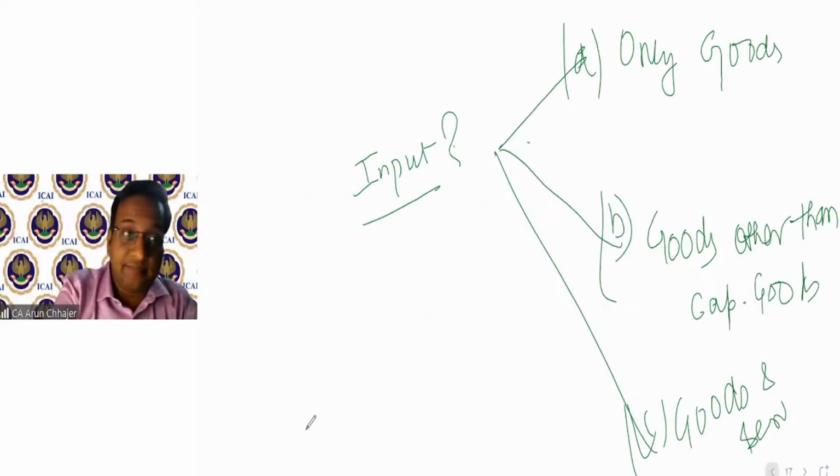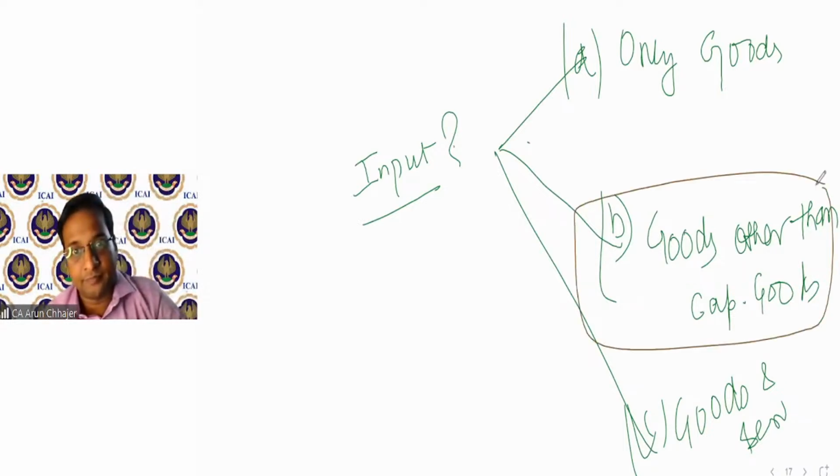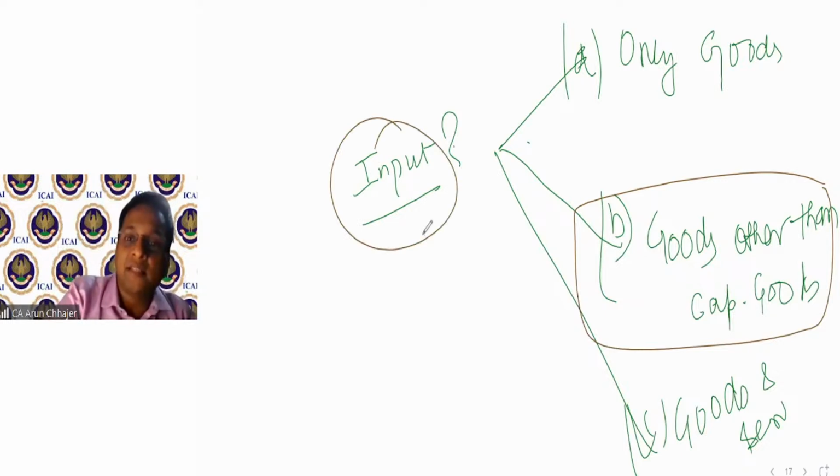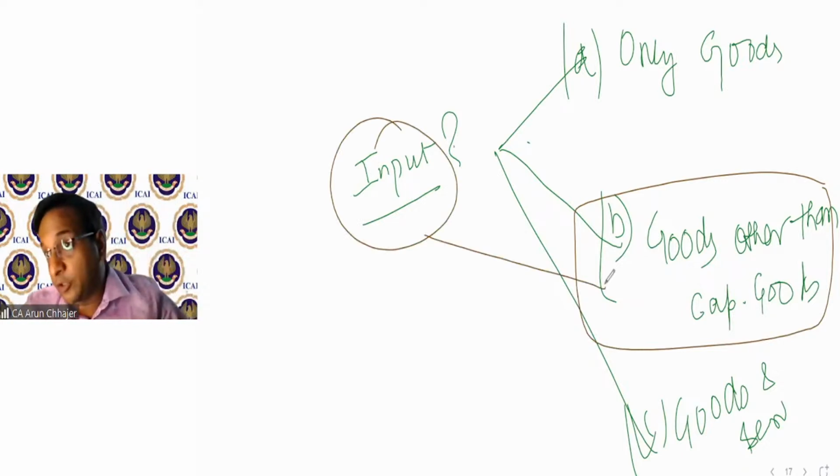So the right answer is goods other than capital goods. What is the meaning of input? Input means goods other than capital goods. It is not including services. It is not all goods. Is it clear? Wrong answer, wrong answer, wrong, wrong, four are wrong, and Geeta and Kirti have given the correct answer. Goods other than capital goods.